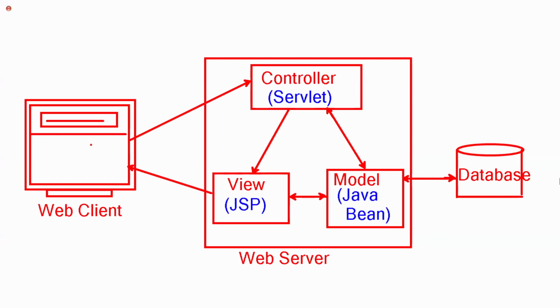Suppose you take the example of online results. From the browser, the hall ticket number is sent to the Servlet. The Servlet passes the hall ticket number to the model. It communicates with the database to get the data. After getting the data, the data stays here, and a reference is passed to the Servlet. The Servlet hands over to JSP. JSP communicates with the Java Bean to get the data.